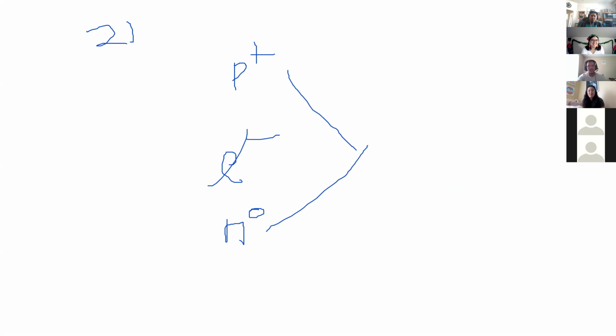Now, 22. A pure sample of a common element has a mass of 16.84 grams and contains 1.55 times 10 to the 23rd atoms. What is the identity of this element? So how are we going to figure out this element?